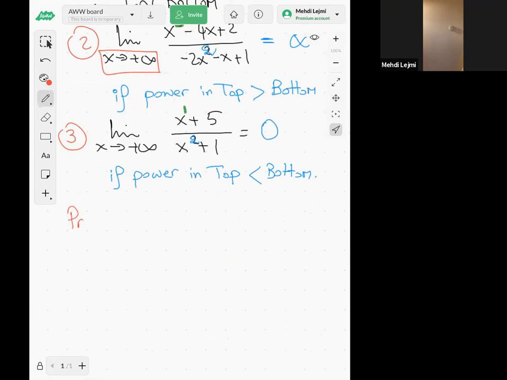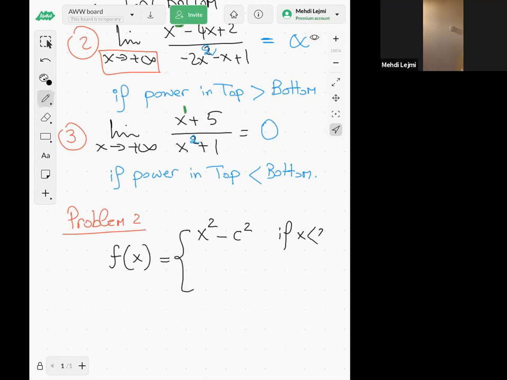This is problem number 2. For each value of c, the following function is continuous at x equal to 2. Your f of x is x squared minus c squared if x is less than 2, and 2cx minus 1 if x is larger than 2. So for which value of c is the function continuous at x equal to 2?